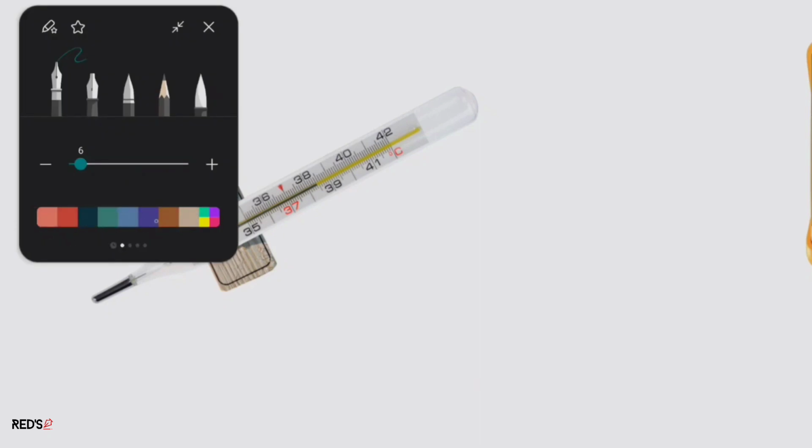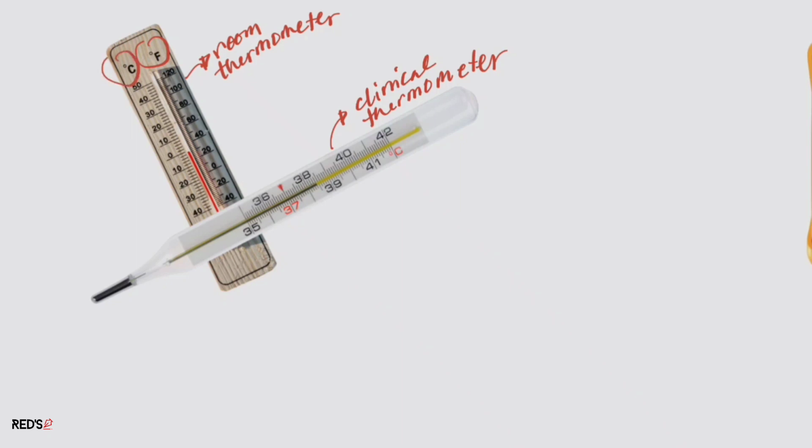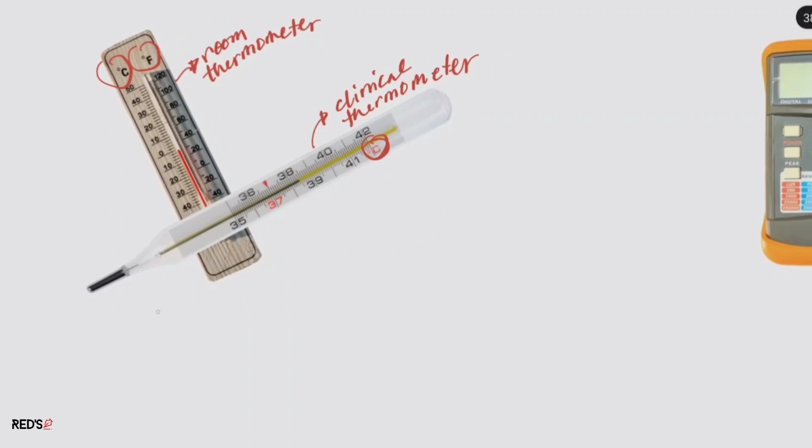Now, to see what the measurements are here, we have these instruments. Of course, we are familiar with this, especially this one, a clinical thermometer. And then this one is a room thermometer. Usually, a room thermometer has Fahrenheit and degrees Celsius. But for the clinical thermometer, we have degrees Celsius. And as we said earlier, the SI unit for temperature is Kelvin.